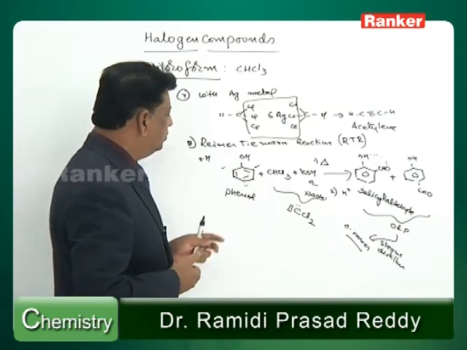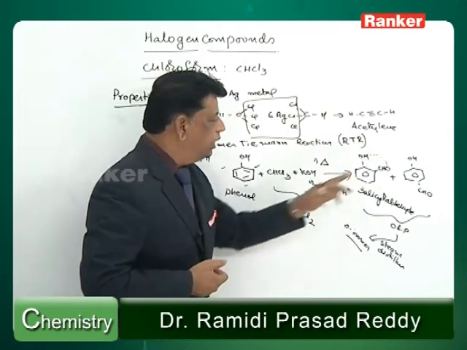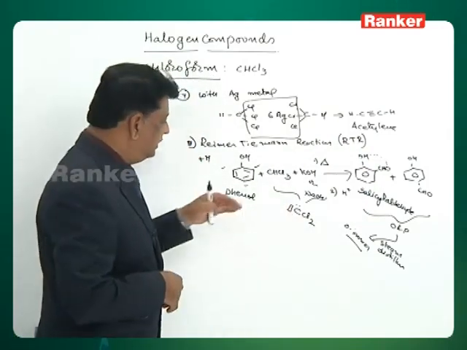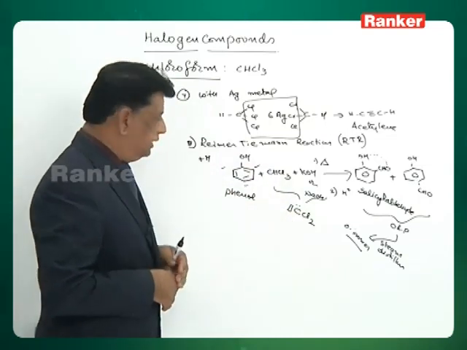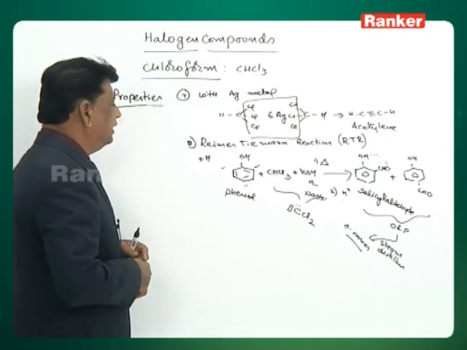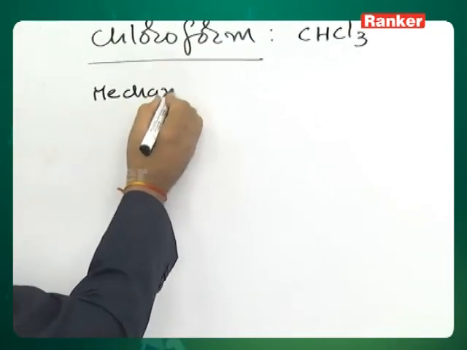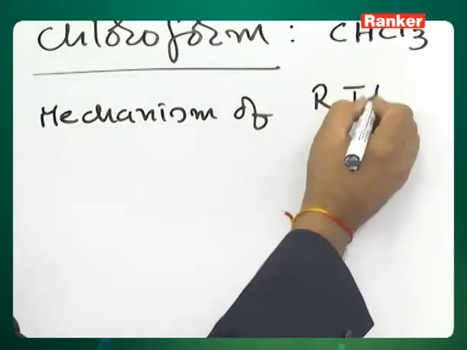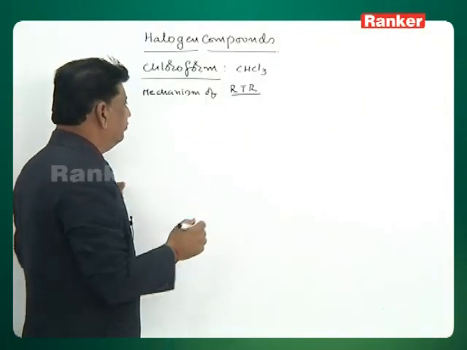Now let us see how chloroform, though it is producing CCl2, gives this aldehyde group, how this CCl2 is produced, and what the method is. All that we will see in the mechanism of this Reimer-Tiemann reaction. Let us see the mechanism of the Reimer-Tiemann reaction. RTR stands for the Reimer-Tiemann reaction. Just now we have seen it.